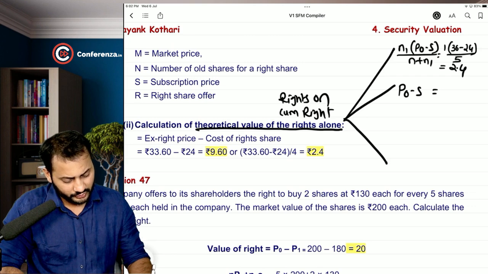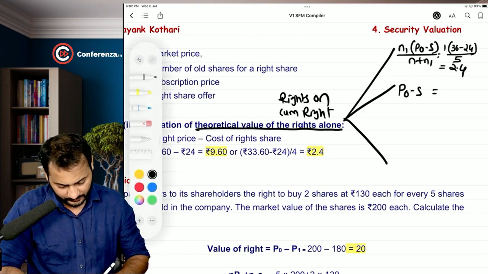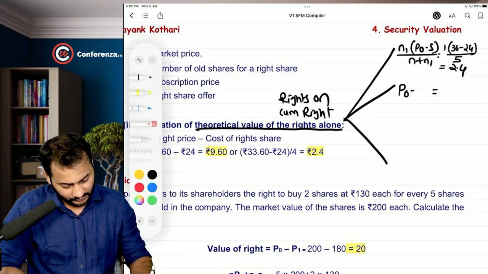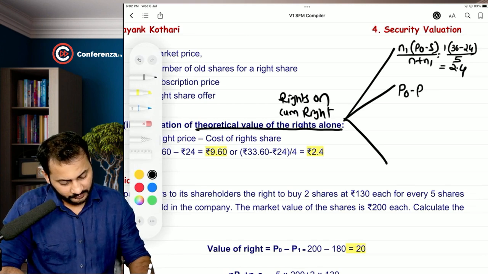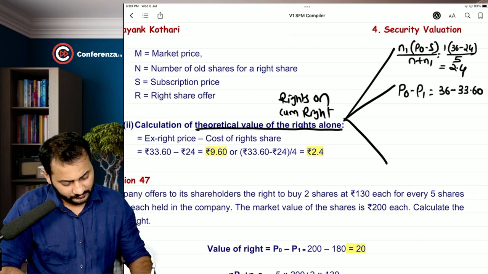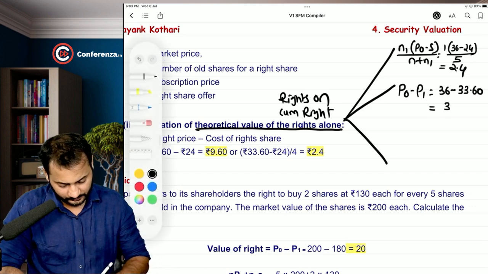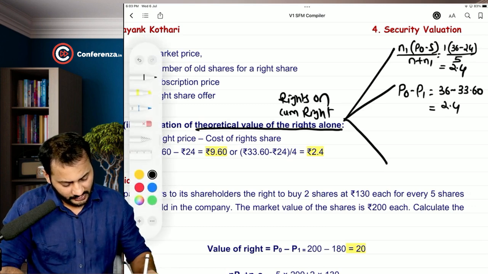The other formula is P0 minus P1. P0 was 36 minus the ex-rights price 33.60. Am I right? So it is going to be 2.4.